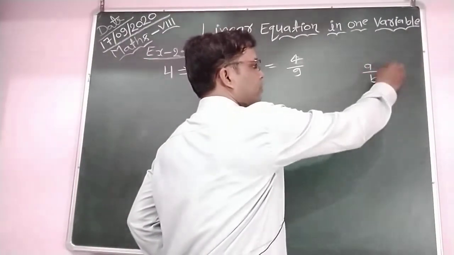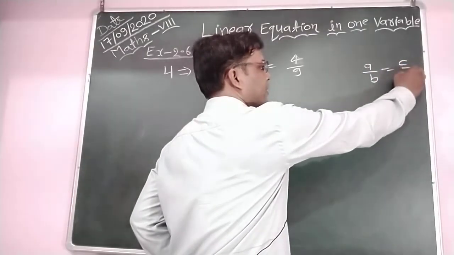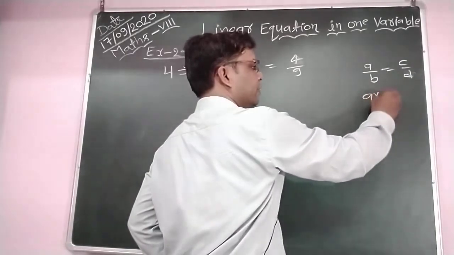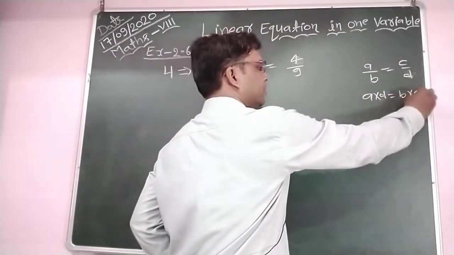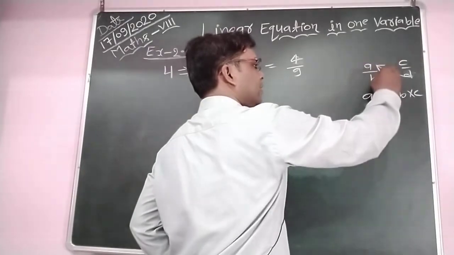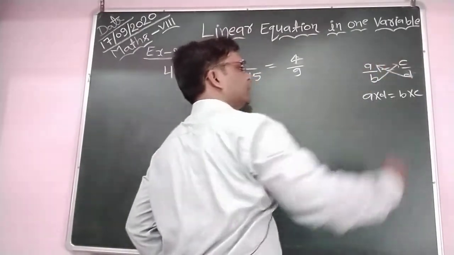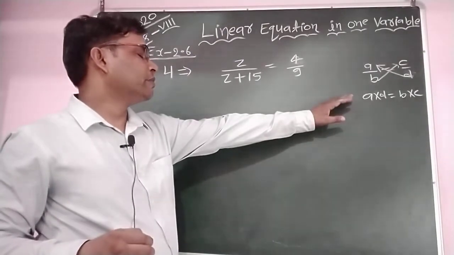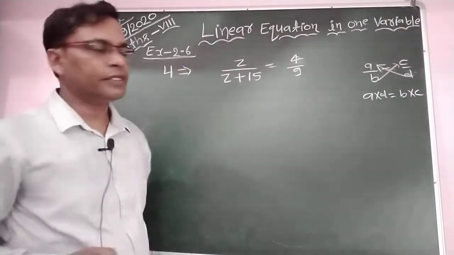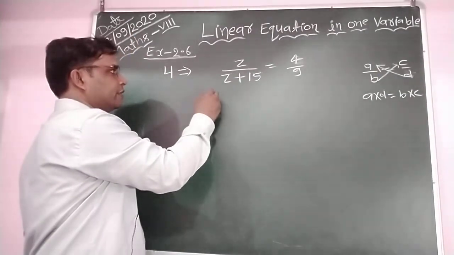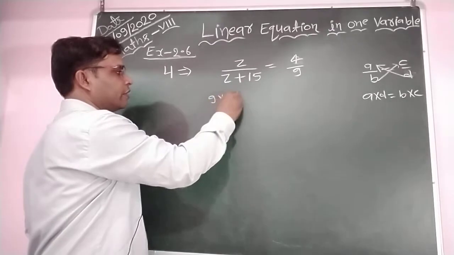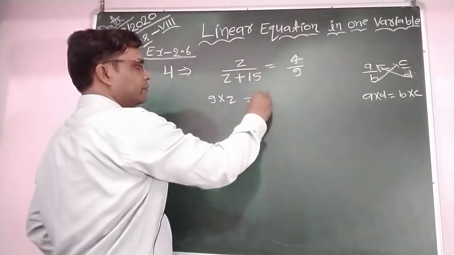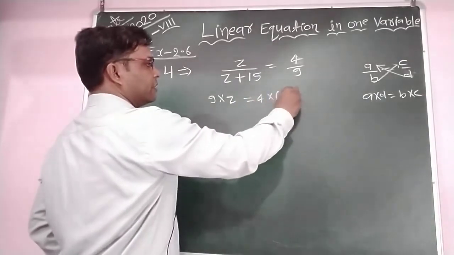A by B is equal to C by D. Then you can write A into D is equal to B into C. It means that this denominator is multiplied by this numerator, and this denominator is multiplied by this numerator. Okay, so we use this cross multiplication method and multiply this. So our next step is here 9 into z, this multiplied by this, and this multiplied by this is equal to 4 into z plus 15.